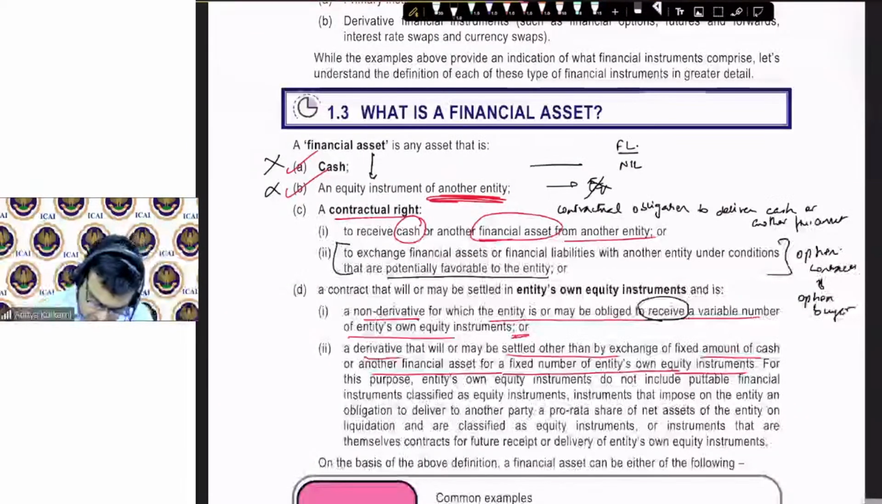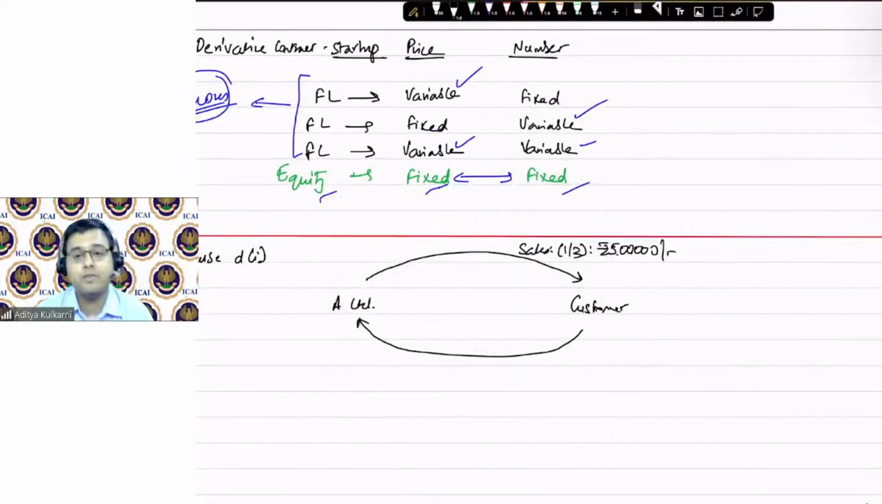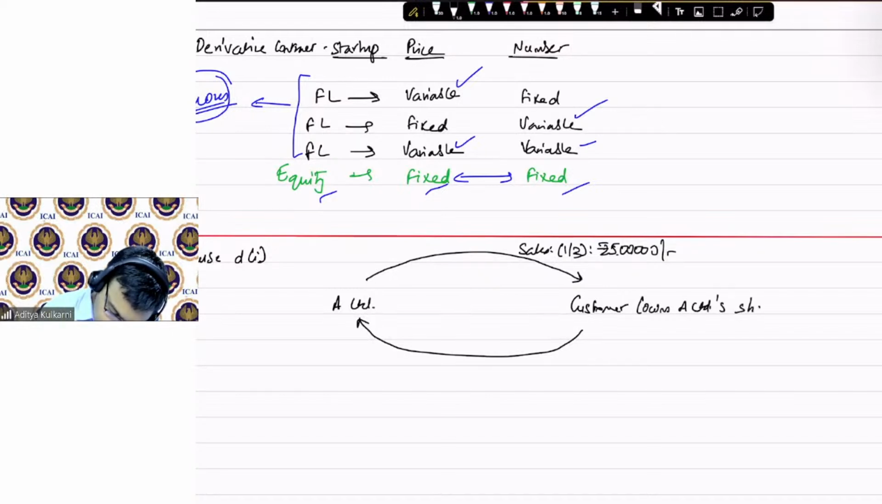See, it has to be understood as a contract that will or may be settled in the entity's own equity. So customer owns A Limited's shares. He does not have cash, but he is having A Limited shares. So what the customer says is, see, I will pay you your own equity instruments. Okay. So now understand. This is very interesting, quite different from what you have studied till now.